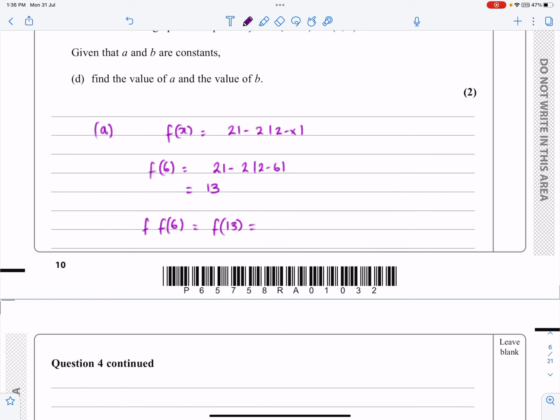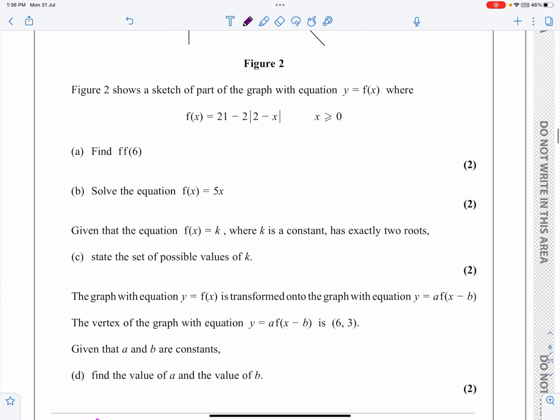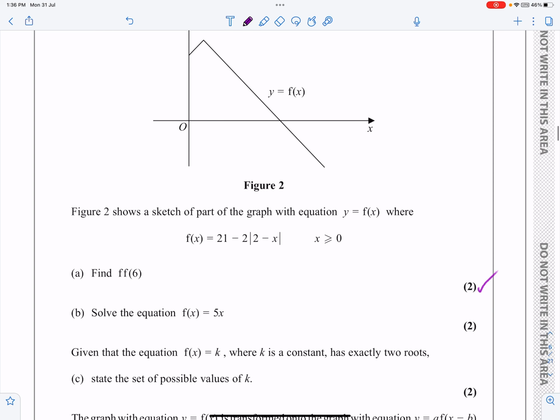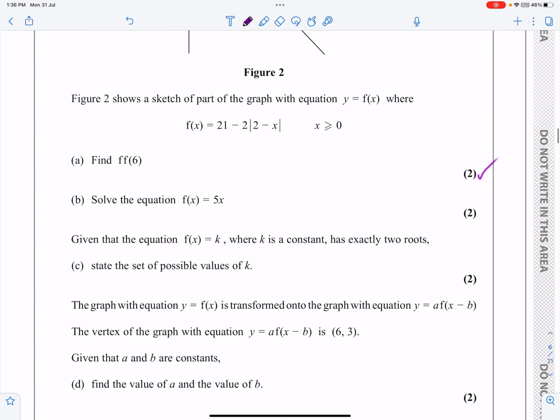That means just sticking 13 into the function, 21 minus 2 lots of 2 minus 13. And again, I'm going to do it really quickly. That's minus 11. Modulus of that is 11. 2 lots of 11 is 22. So 21 take away 22 gives me minus 1. And that first part is done. So that's relatively straightforward. The second part just needs some thinking about.